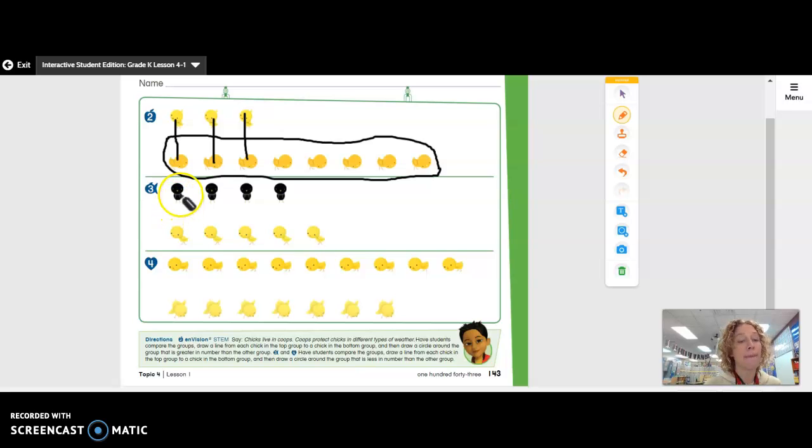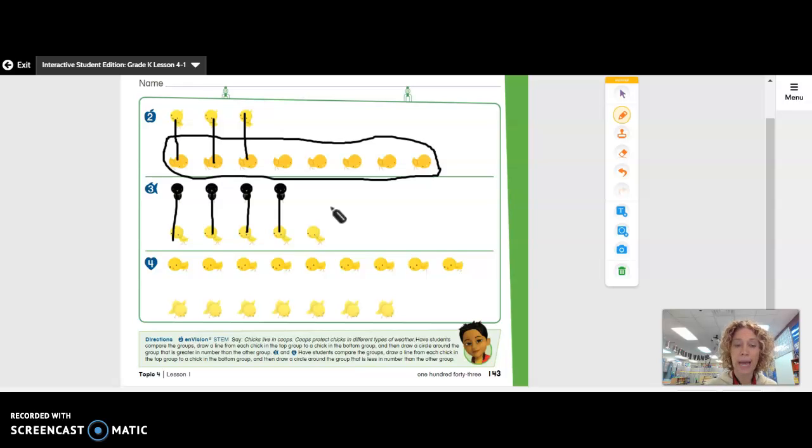Okay, so again, we are going to match them up. Black to yellow, black to yellow, black to yellow, black to yellow. All right. Now we're looking at the one that does not have leftovers. That is the one that's less than.